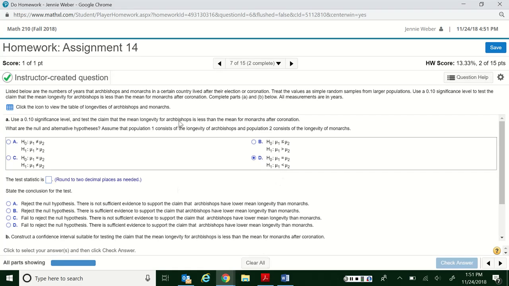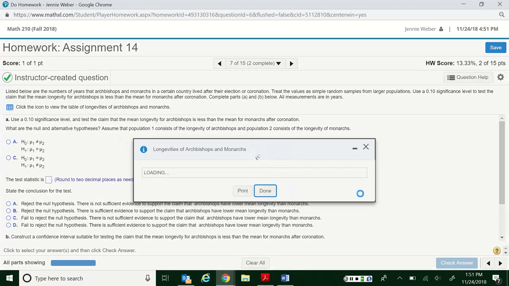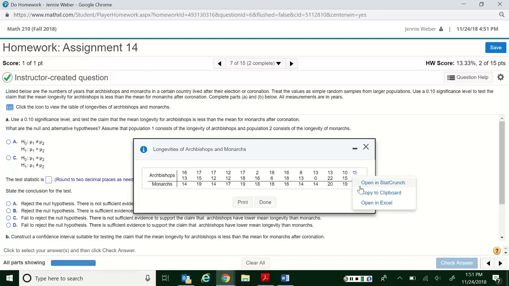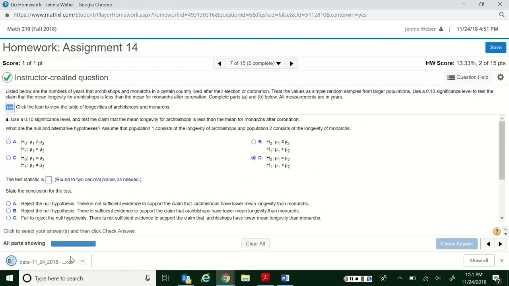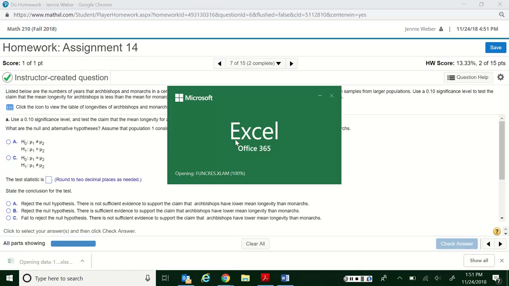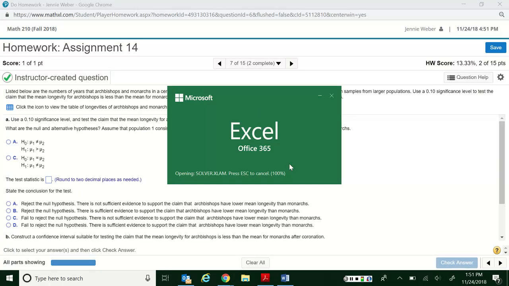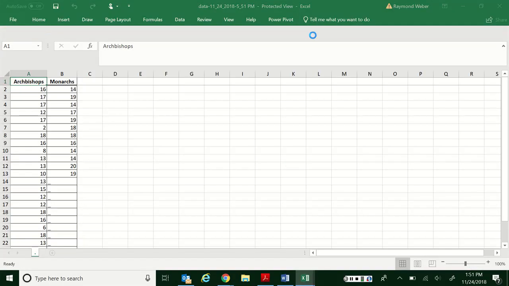Okay. Now I'm going to do this in Excel, so I'm going to open up my data. Once this gets open, my other video shows you how to do this kind of piecemeal, do all the pieces yourself. I'm going to show you how to use the data analysis tool in this one.